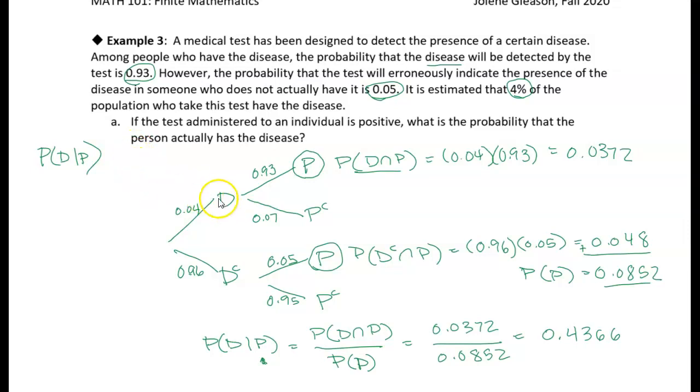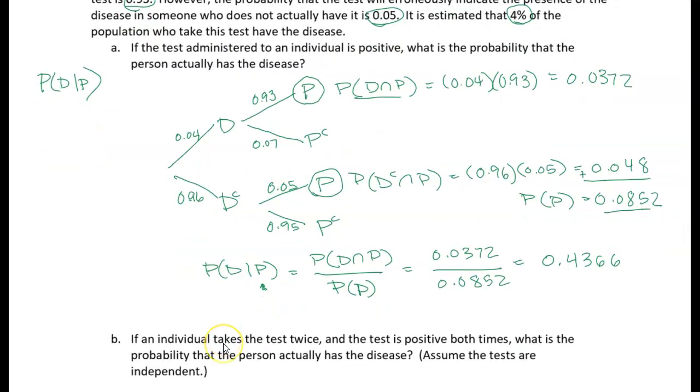But that is if you have the disease, right? So given that you have the disease, it'll detect your disease 93% of the time. That's different from the probability of having the disease given that you test positive. It's kind of the flip of that. So it's pretty interesting. But let's take a look at the next part here.